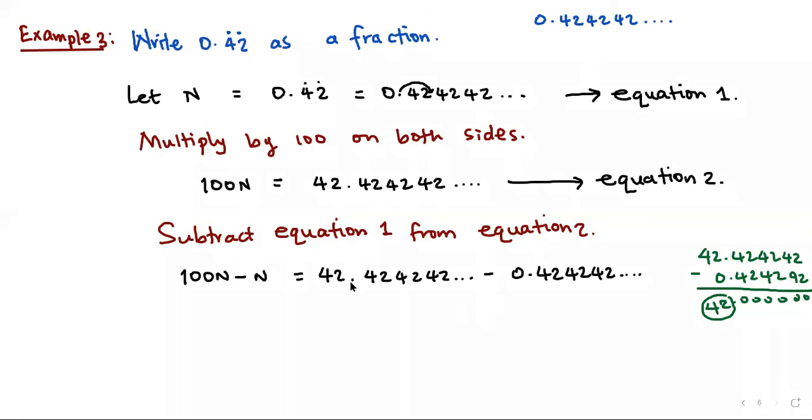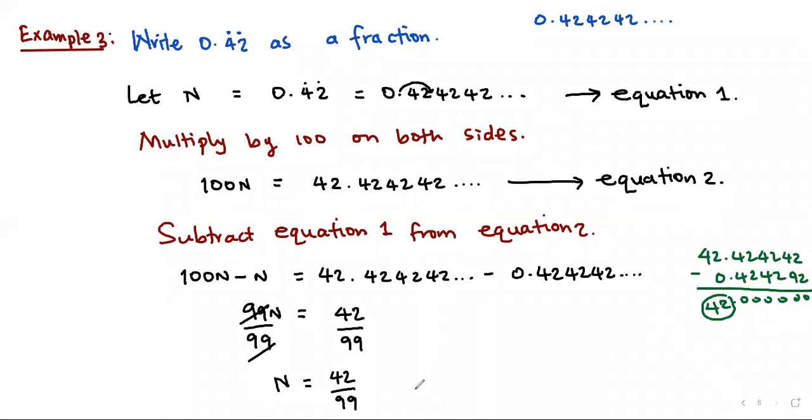So this means that in our next step, we will have 100n minus 1n. You will remain with 99n. So this will give us 42. So if we divide on both sides by 99, we remain with n equaling 42 out of 99.